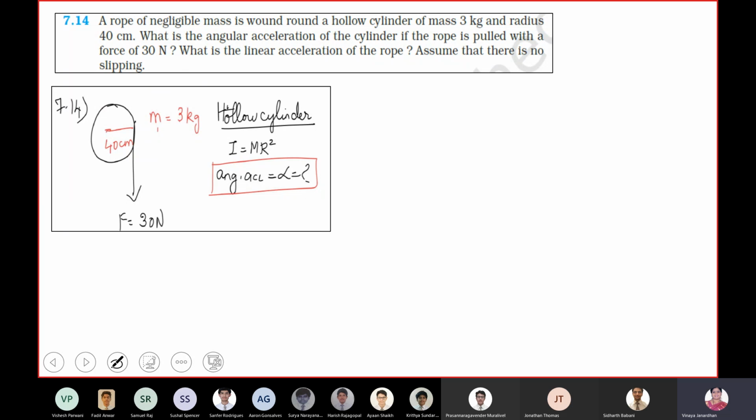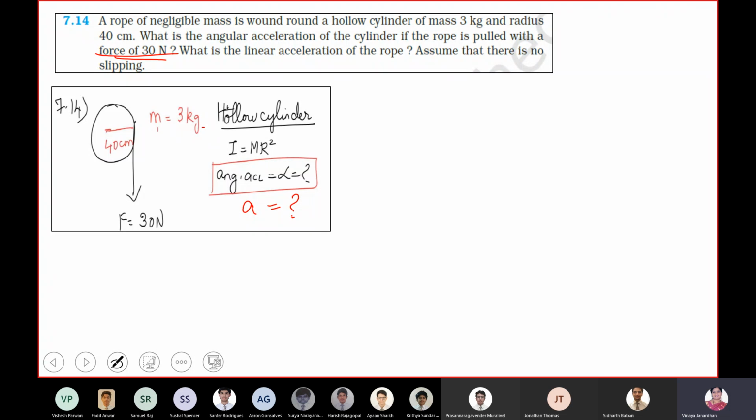So a hollow cylinder of mass 3 kilogram, radius 40 centimeter. A rope is wound over the hollow cylinder. Then what is the angular acceleration of the cylinder if the rope is pulled with a force of 30 newtons? And what is its linear acceleration? So the question is, what is angular acceleration as well as what is linear acceleration?